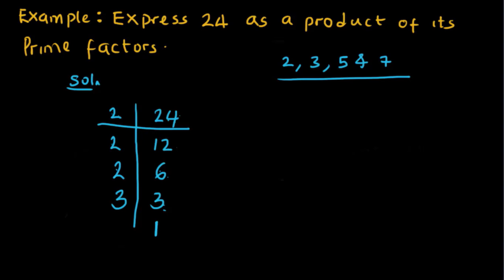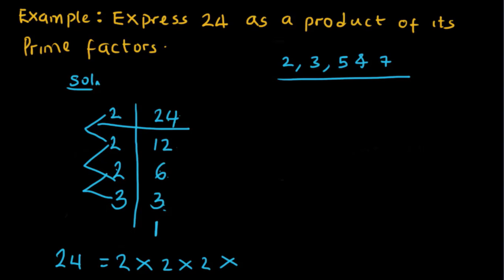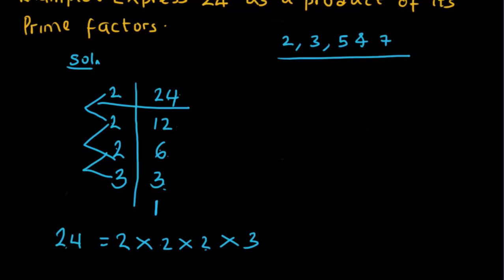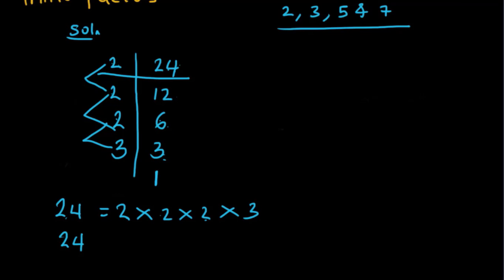So it means that as a product of prime factors, 24 equals 2 times 2 times 2 times 3. Do you understand? So we can now go further and say 24 equals, how many 2's do we have? We have 1, 2, 3. So instead of putting 2 times 2 times 2, we can just say 2 raised to power 3. Can you see? How many 3's do we have? Just 1. So we can just put times 3.